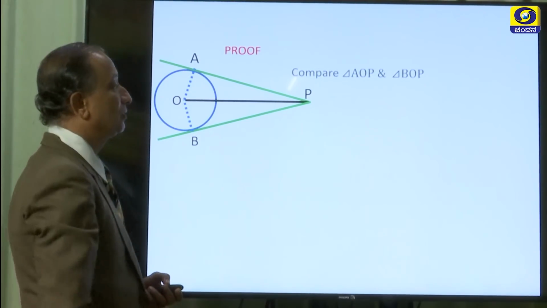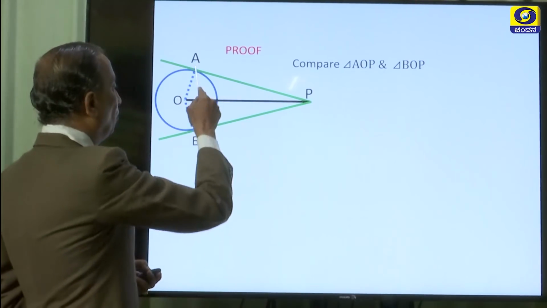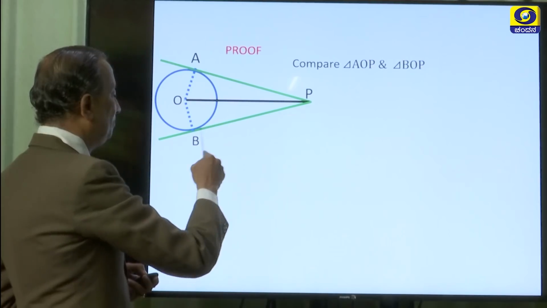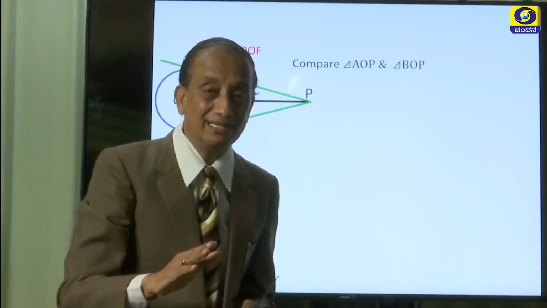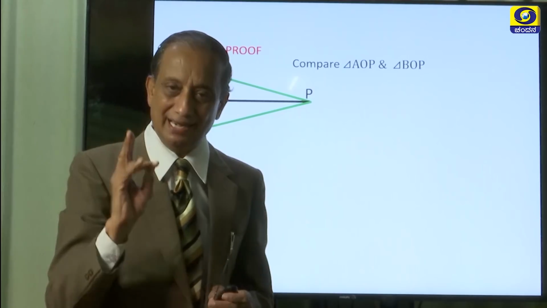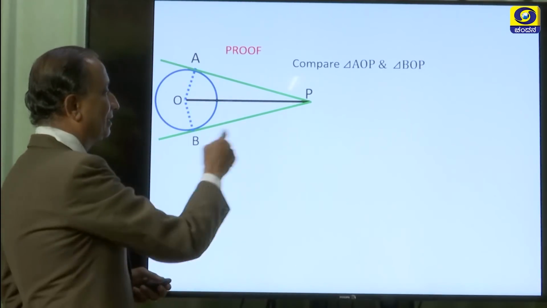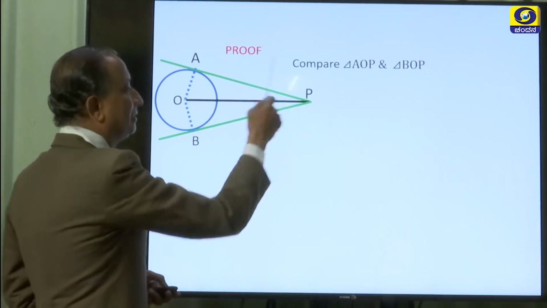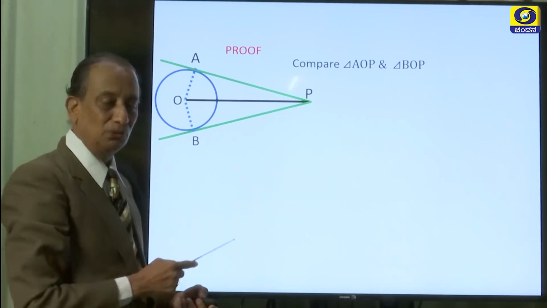Let us start. So compare right angle triangle AOP and right angle triangle BOP. Compare means we have to compare the elements of those two triangles. Elements means sides and angles of a triangle are called elements of a triangle. So let us compare the sides and angles in both the triangles. That is the meaning of saying compare these two triangles.